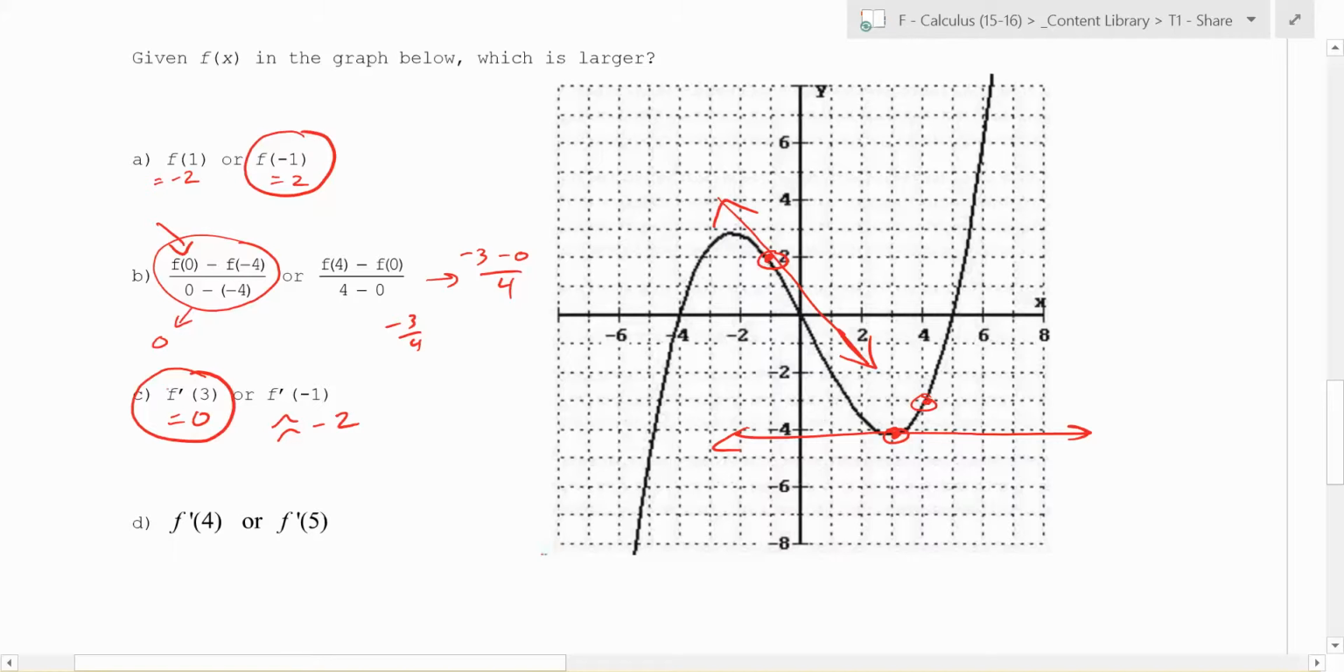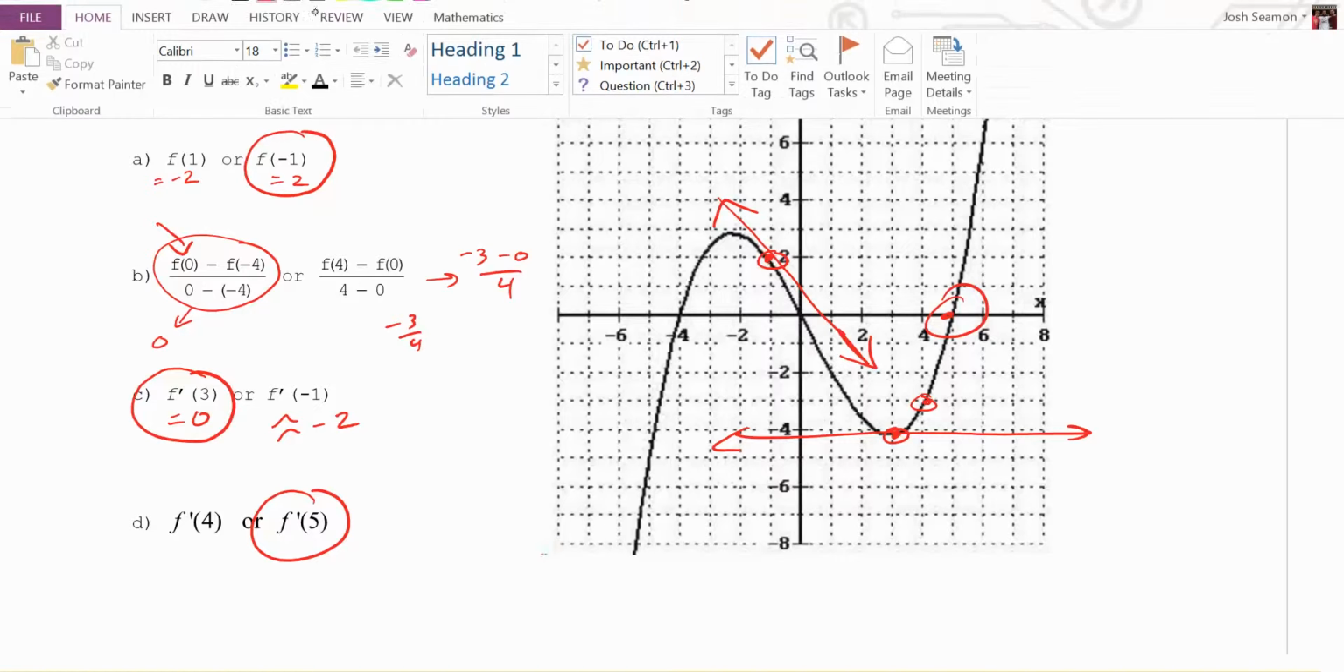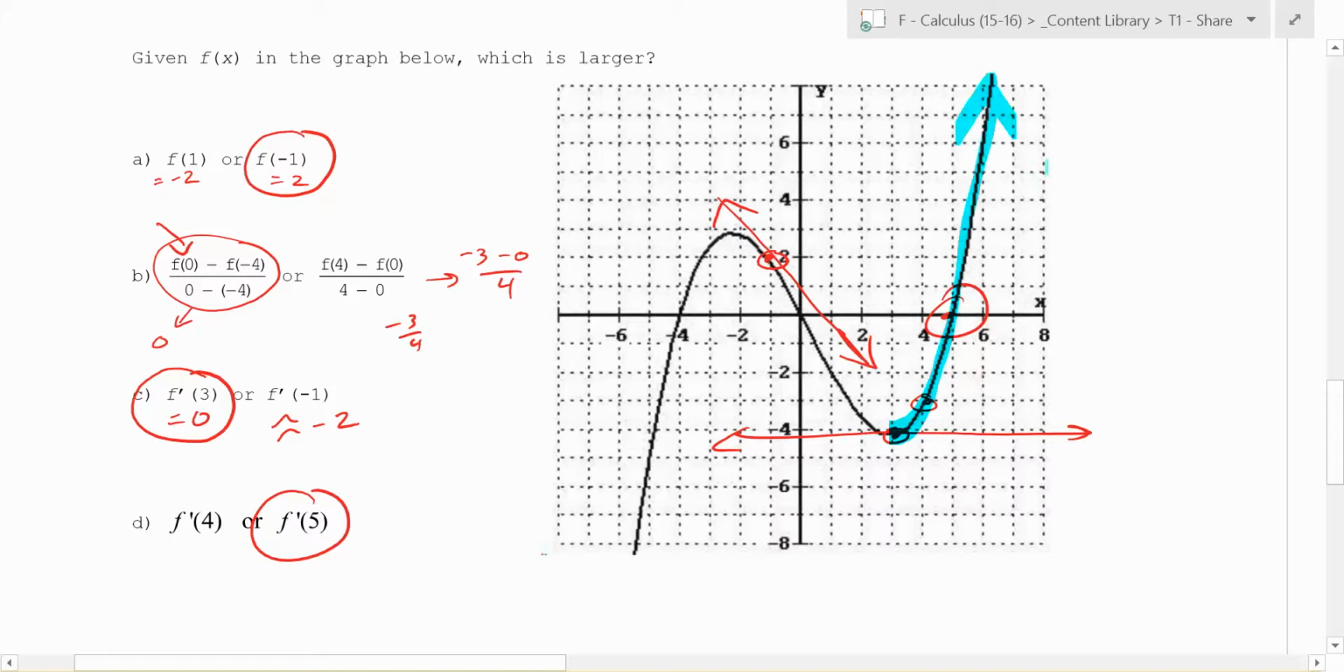Yes, Nick, you may. f prime of 4 or f prime of 5? You have to kind of make a little guess here. Which one do you think is steeper, the tangent line here? f prime of 5. What does it look like it's doing from here onwards? It looks like it's getting steeper. So as you go farther to the right, it's getting steeper, so the derivative is going to get larger.